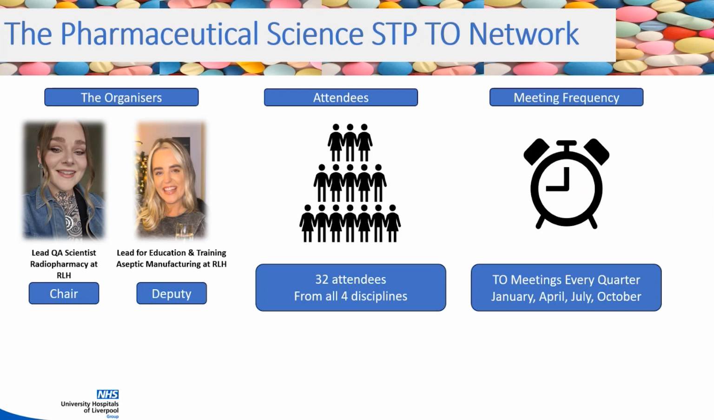We have 32 attendees from all 4 different disciplines, so all 4 quadrants that I've shown you before: aseptics, radiopharmacy, QC, and classical manufacturing. So there are 32 of us nationally that we have managed to sort of come together. And as I say, we're not a hugely popular specialism, so having 32 attendees who are all training officers is quite impressive.